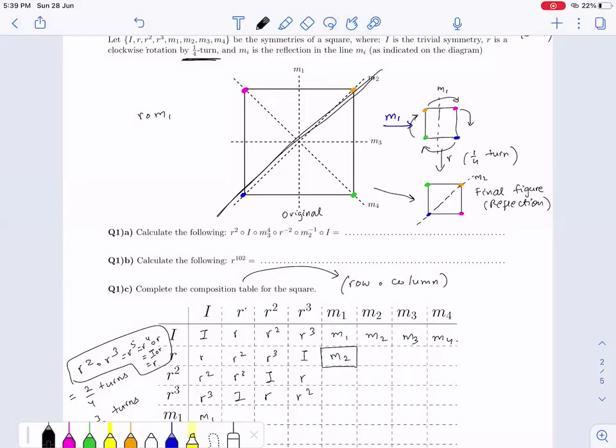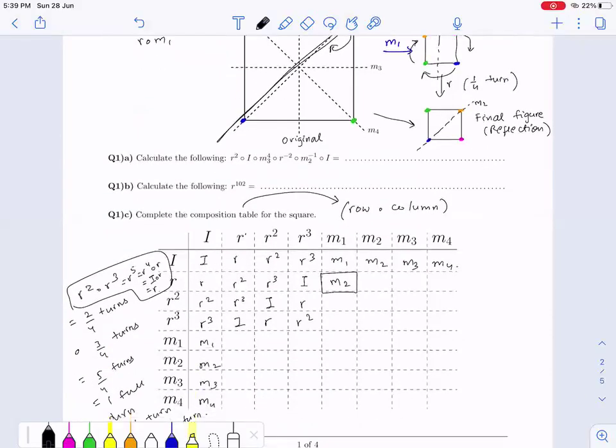So if you reflect this figure about M2, you would see that the green and pink would interchange, and the blue and orange would stay the same because they're on the axis of reflection, so they won't reflect. So yeah, you see that eventually after you apply R on top of M1, you get M2.